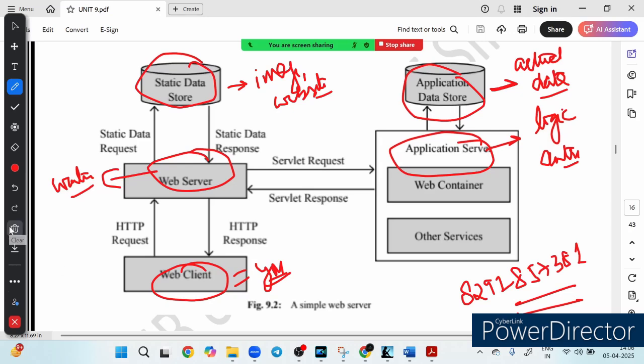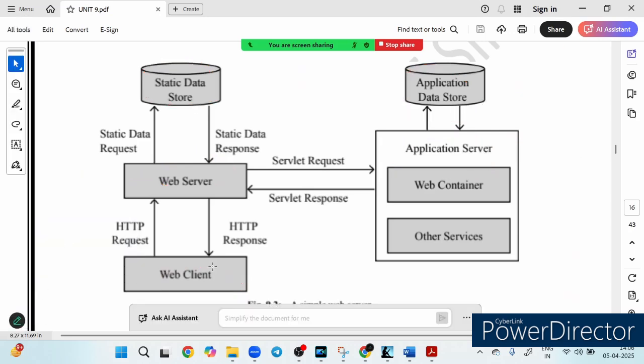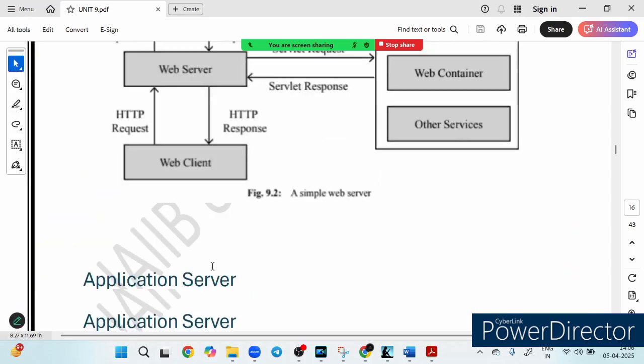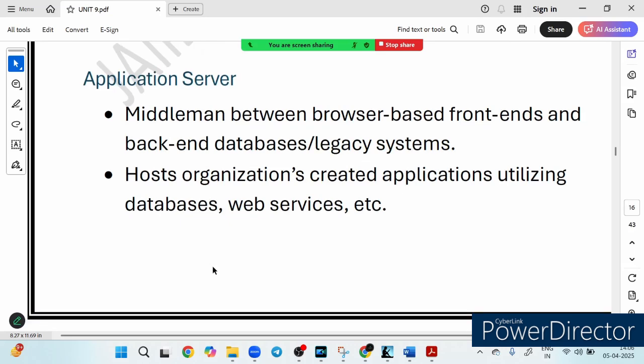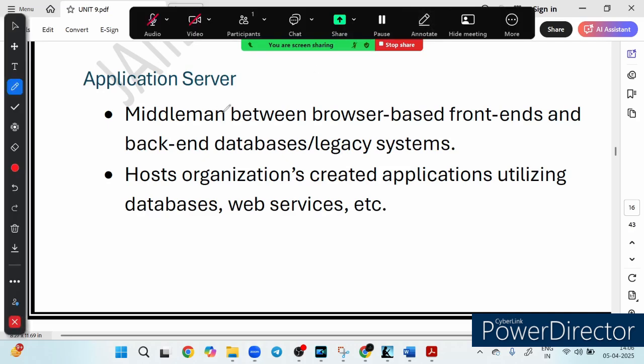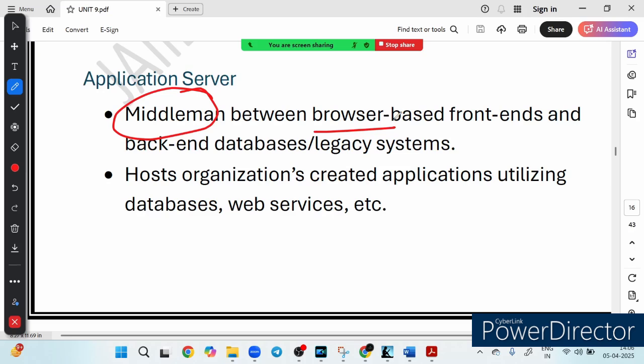I hope now you have a clear understanding of what is a web server, what is a web client, what is a static data source, what is an application server. Let's talk a little bit about the application server now. Web server we have already covered. You can think of the application server like a middleman between your browser, the bank website that you can see, and the complex data stored behind the scenes.